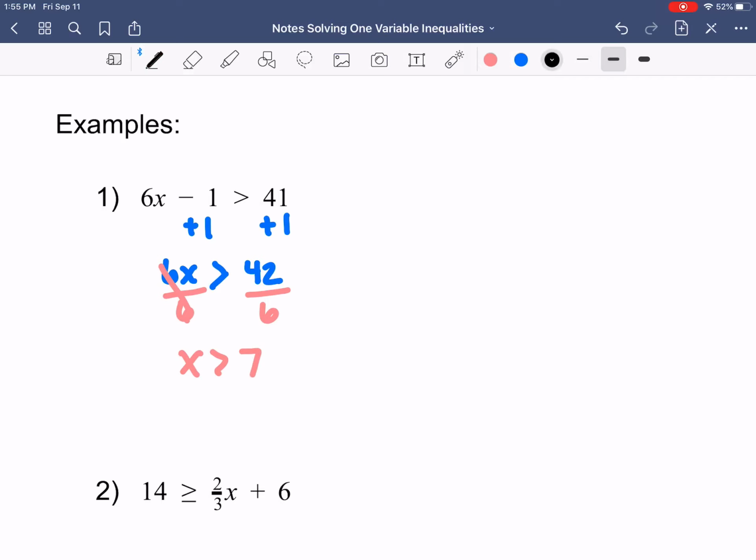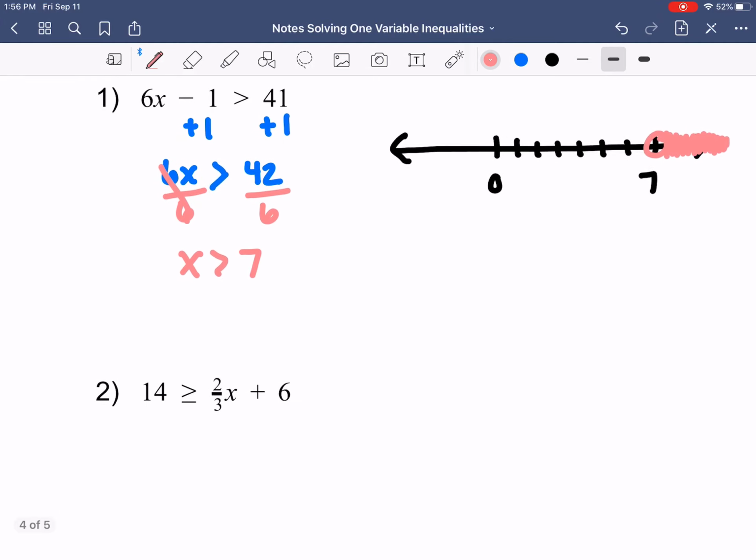So you're going to draw a little number line. Here's 0. I'm going to put 0 on the number line, and then 1, 2, 3, 4, 5, 6, 7. And what you're going to do is draw an open circle at 7. And since it's a greater than symbol, x is greater than 7, all of the numbers greater than 7 would be shaded to the right. Okay, let's go on to number 2.